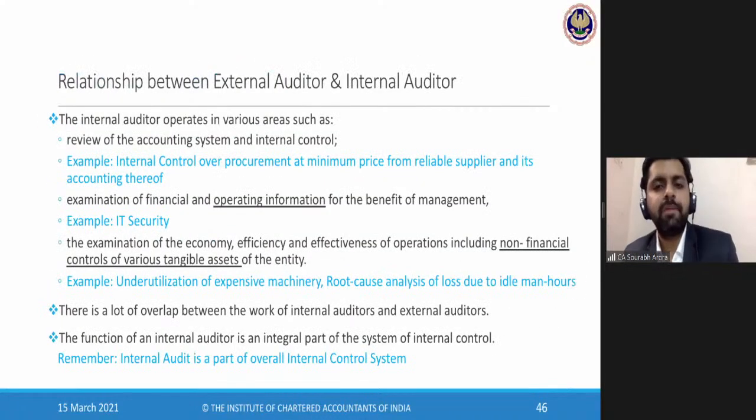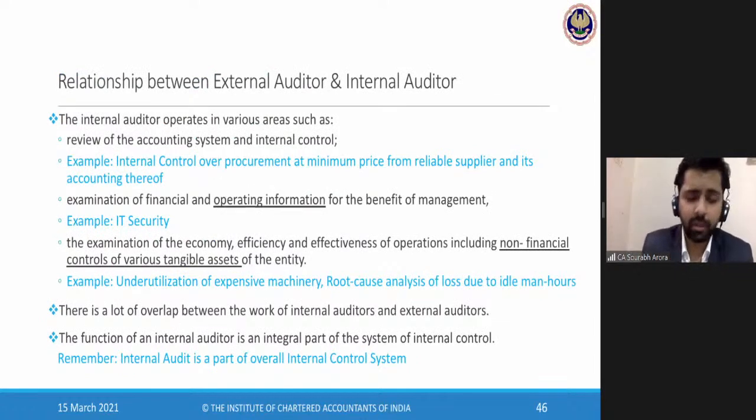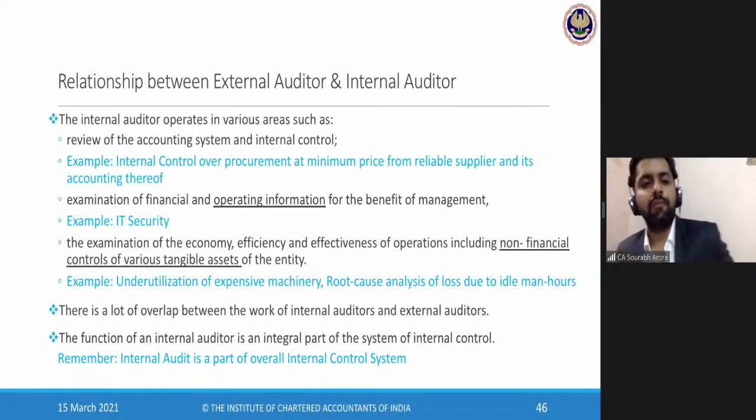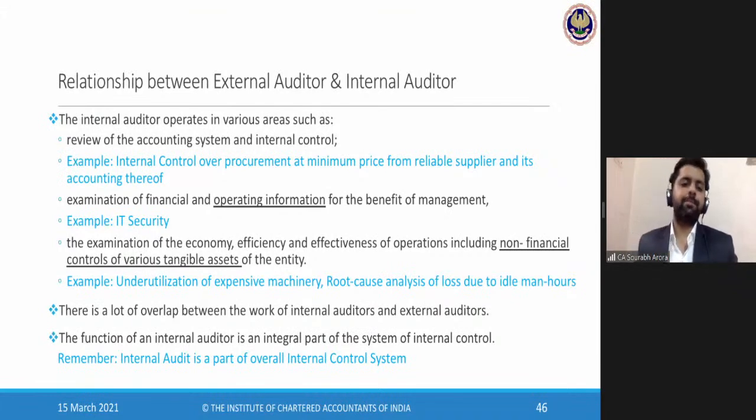Then the relationship between external auditor and internal auditor. See, this is a statutory requirement that the external auditor has to evaluate the work done by the internal auditor. And as we have seen in the above discussion as well, a lot of responsibilities overlap between that of internal auditor and the external auditor. External auditor means statutory auditor over here. We'll deal with this relationship in detail over here, and then in short in the summary slide that I prepared.